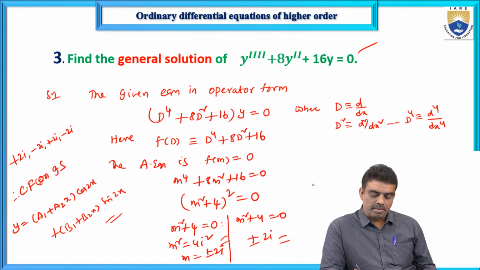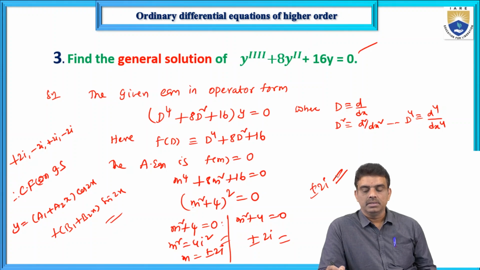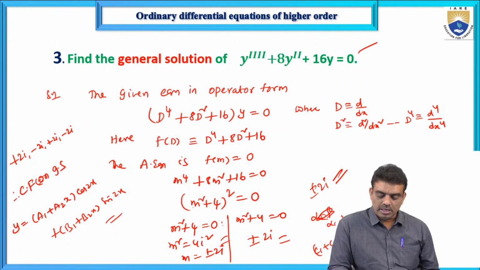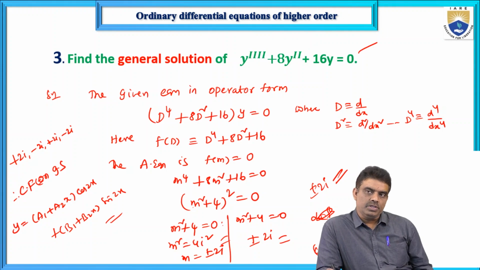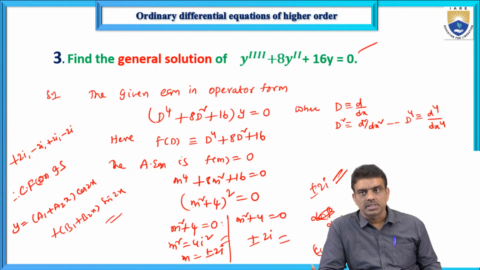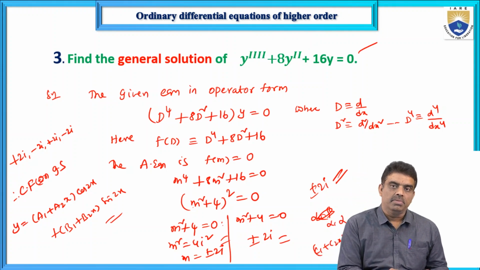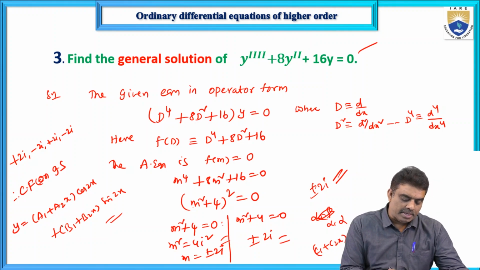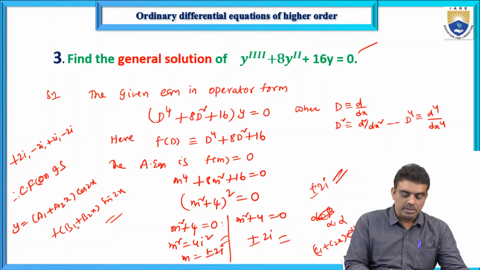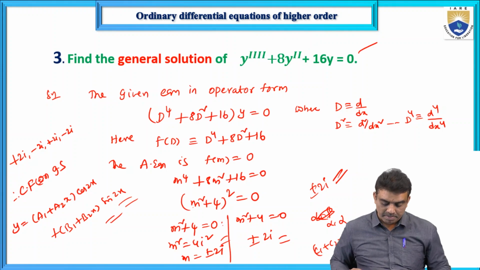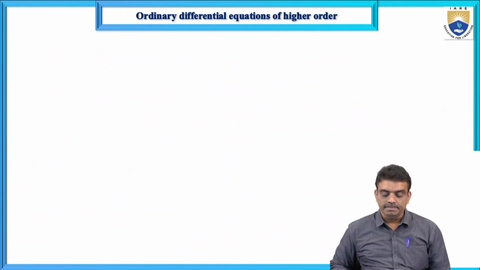Because here, plus or minus 2i is repeated 2 times. If alpha, beta are repeated, alpha is repeated twice, then what we can write is (c1 plus c2x) into e power alpha x. This is the method which we follow in the real roots. Here the complex roots, plus or minus 2i, are repeated 2 times. So the complementary function will be in the form a1 plus a2x, where a1, a2 are the parameters, and b1, b2 are also other parameters. (a1 plus a2x) into cos 2x plus (b1 plus b2x) into sin 2x, which is the general solution of the given problem. That is problem number 3.